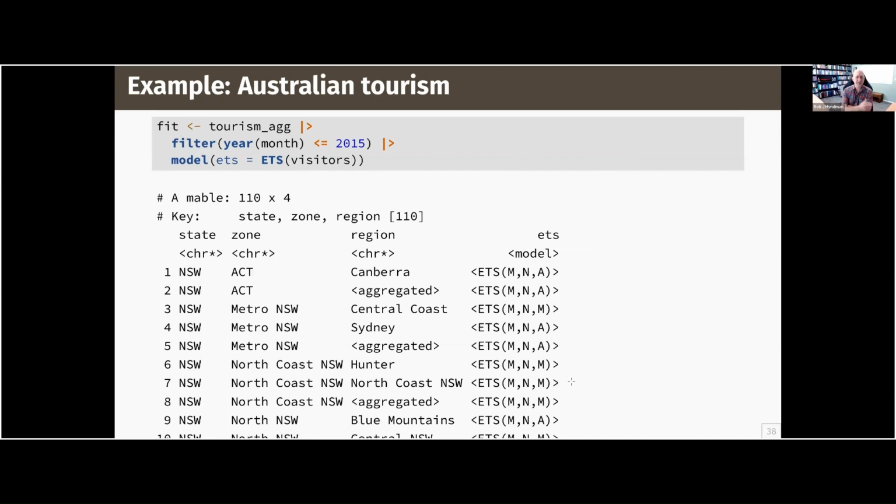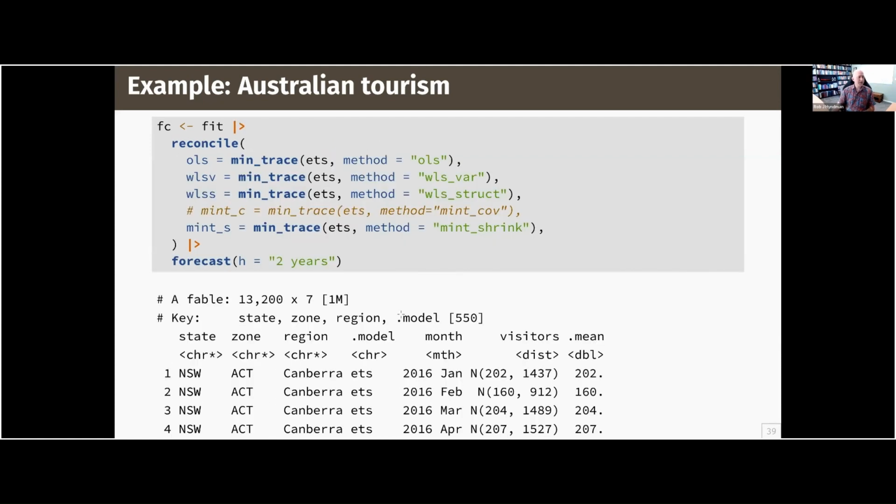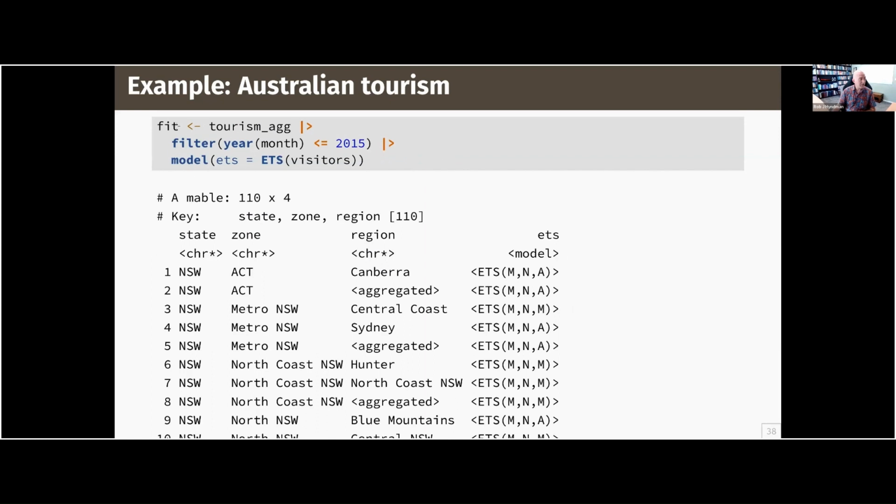And I'm going to fit an ETS model to each series, a different ETS model to each series. So this comes back with 1 row per model. And you can see, for example, that ETS MNA is fitted to visitors to the Canberra region, whereas an ETS MNM is fitted to visitors to the Central Coast region of New South Wales, and so on. So different models for different series. Then I'm going to store that in this object called fit.